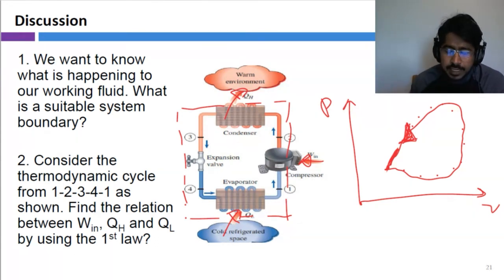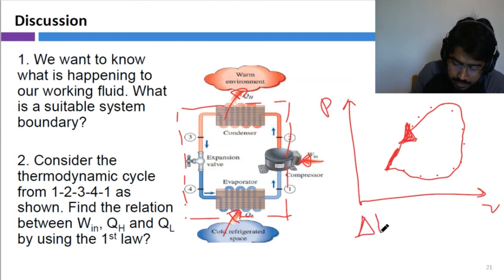And then this brings us to an important notion. Can anybody guess? What can you say about the total internal energy difference after this cycle? No change. Very important. Very good. Delta U equals 0.